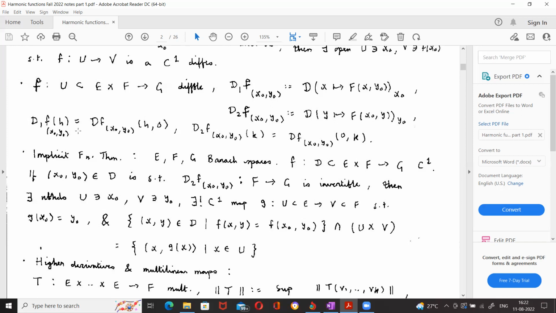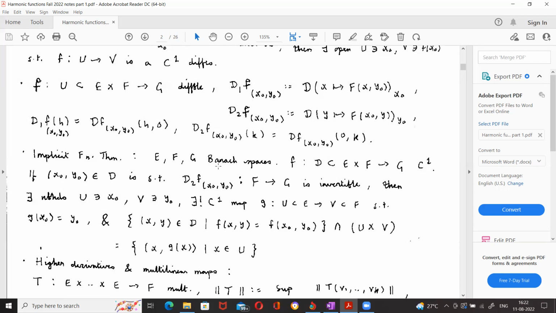And these I can write in terms of the total derivative. That will be a linear map from E cross F to G. And so the first partial, d1f of h, is nothing but df of h comma 0. And the second partial, d2f of a vector k, is df of 0 comma k. This is easy to see. So, all right, now I can state the implicit function theorem.